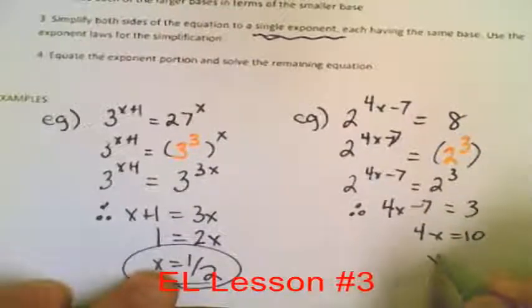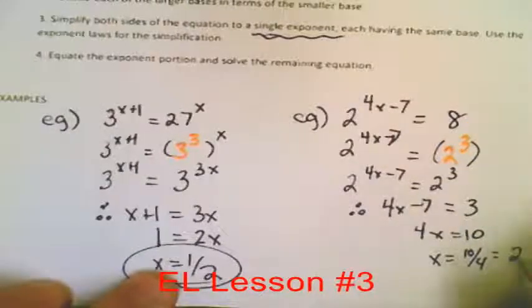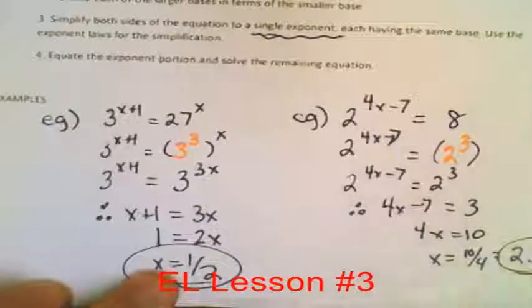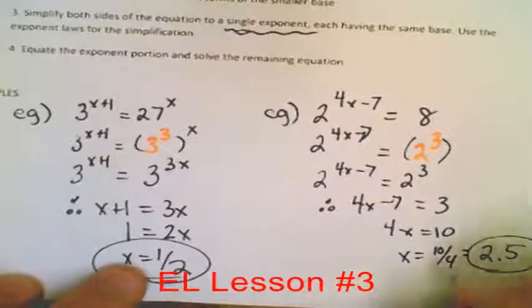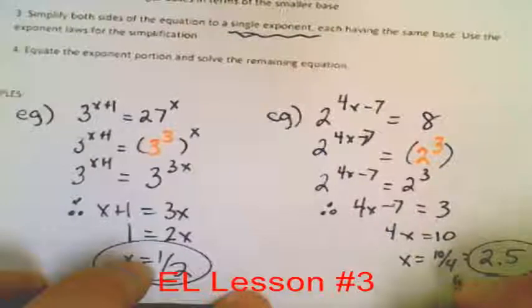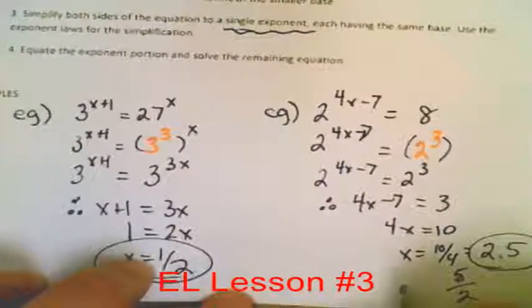Using algebra, I add the 7 over, so I'll get 4x equals 10. Divide by 4, I will get x equals 10 quarters, or 5 halves, or 2.5. Okay? And so there's my solution, 2.5, or 5 halves, or 10 quarters, depending on how you do it.